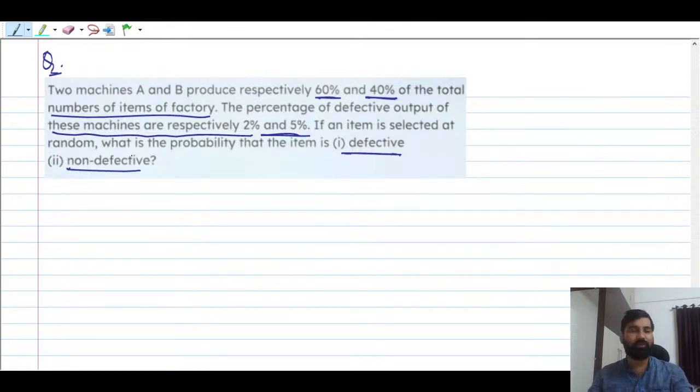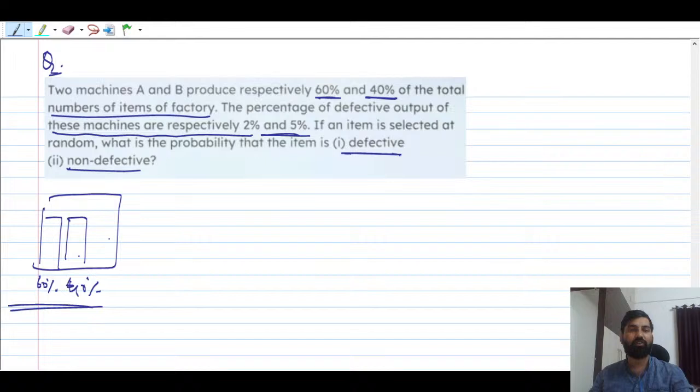It's a total probability problem, right? Okay, so what do you have to do? First of all, there are two machines. One machine is this, one machine is this, right? So they have got 60% and 40% of the total number of items of the factory. The percentage of defective output of these are also given, like 2% and 5%. If an item is selected, what is the probability that the item is defective? So you guys can solve this question quickly, right? Just draw the tree diagram and you will get it.